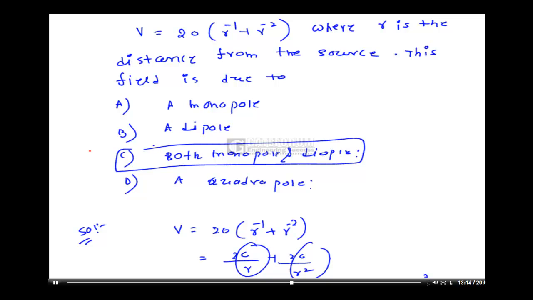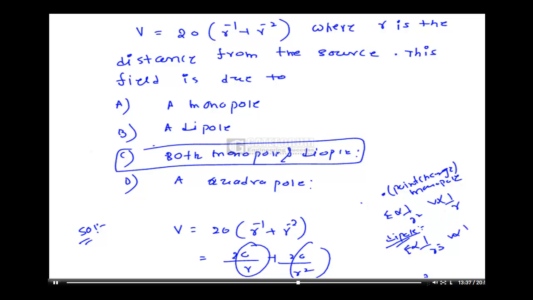So this type of question is very important. We already discussed the point charge. For a point charge or monopole, E is proportional to 1 by r square, V is proportional to 1 by r. For a dipole, E is proportional to 1 by r cube, V is proportional to 1 by r square. So this concept is very important. Here they directly ask this concept. So we can say that this field V is because of monopole and dipole. So option C is correct.